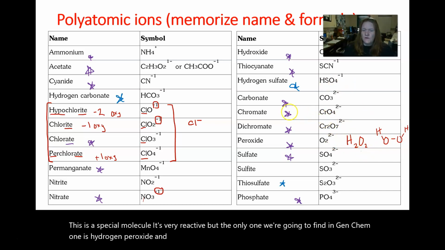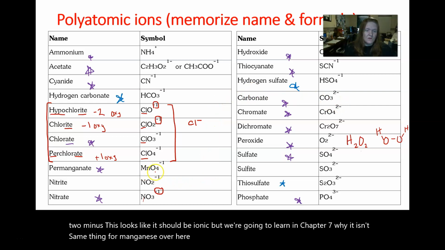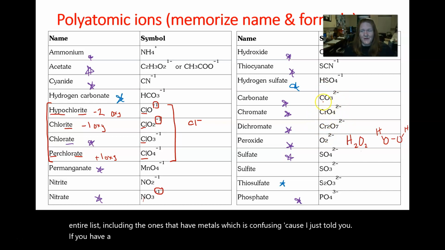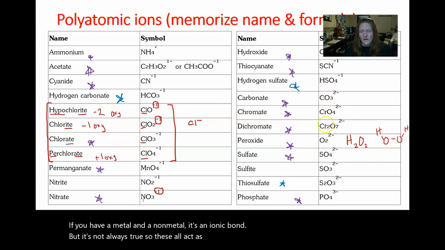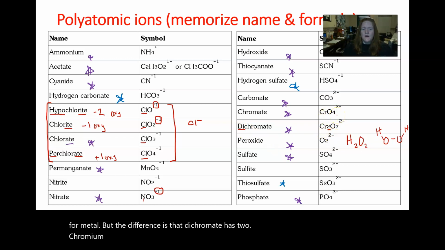And then the other thing I wanted to point out here is chromate, CrO4 2-. This looks like it should be ionic, but we're going to learn in Chapter 7 why it isn't. Same thing for manganese over here in permanganate. These are covalent compounds in this entire list, including the ones that have metals, which is confusing because I just told you if you have a metal and a nonmetal, it's an ionic bond, but it's not always true. So these all act as covalent compounds, and the difference between chromate and dichromate. This is the only place I'm going to ask you to use the phrase di for a metal, but the difference is that dichromate has 2 chromium on it. Okay, so just memorize these.